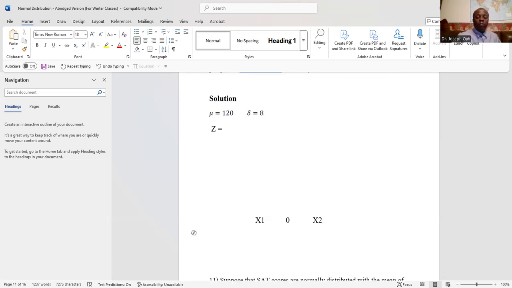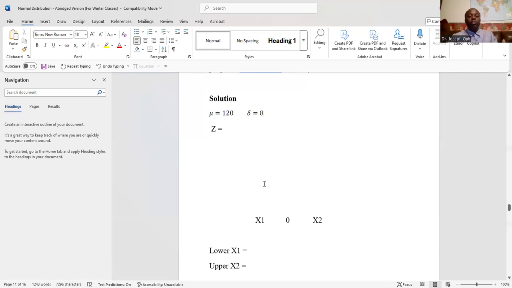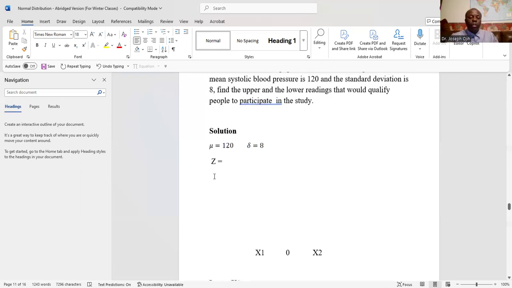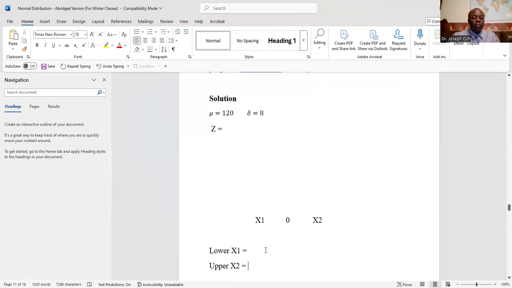So that means we're going to find the lower reading, X1, and then we need to find the upper reading, X2. Before you can do that, we need to find Z first. To find Z, we need this chart.